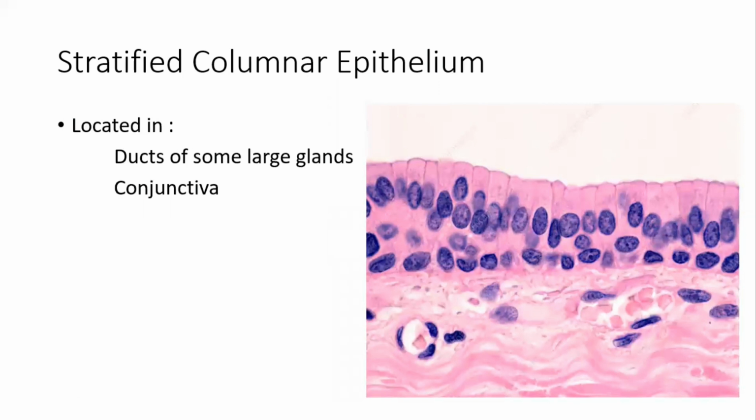Now, stratified columnar epithelium. As you can see, we don't only have one layer, we have more than one layer. Here we have two layers actually. So they are stratified and they are tall, they are long. Look at the shape of the nuclei. Mostly they are vertical. So they are also located in ducts of some large glands and in the conjunctiva.